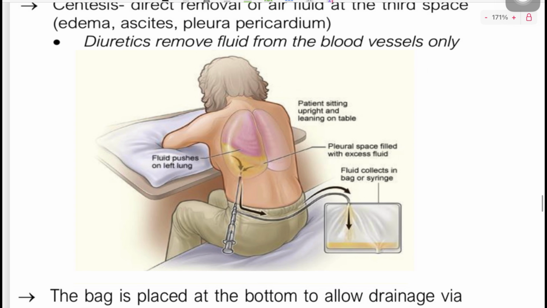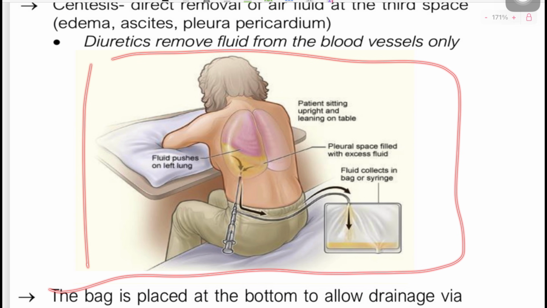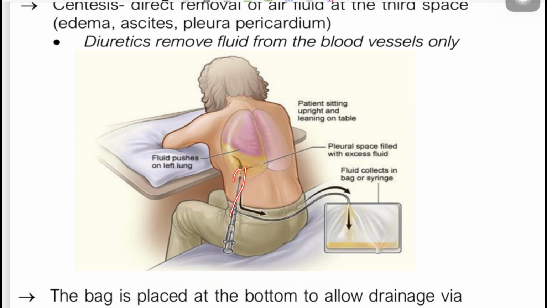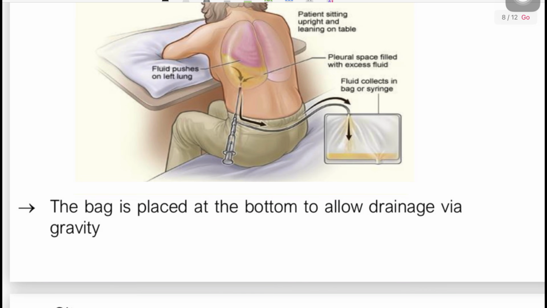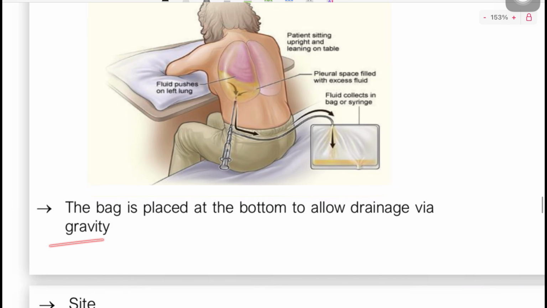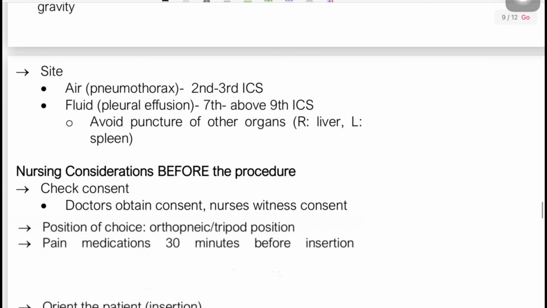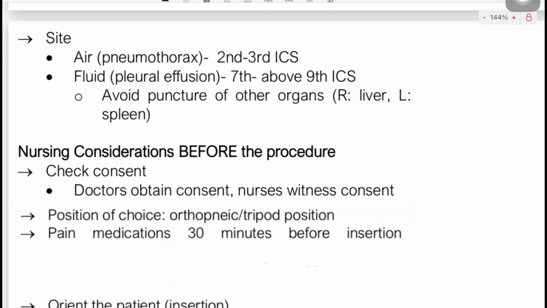Ganito ang position ng patient when undergoing thoracentesis. The physician will insert a large needle on the affected side. Tapos, i-aspirate niya yan. Now, the bag is placed at the bottom to allow drainage via gravity. The site: kung air accumulation yan, of course, yung air nasa taas ng lungs, at the apex of lungs. So, ang i-insert yung needle at the second or third intercostal space.